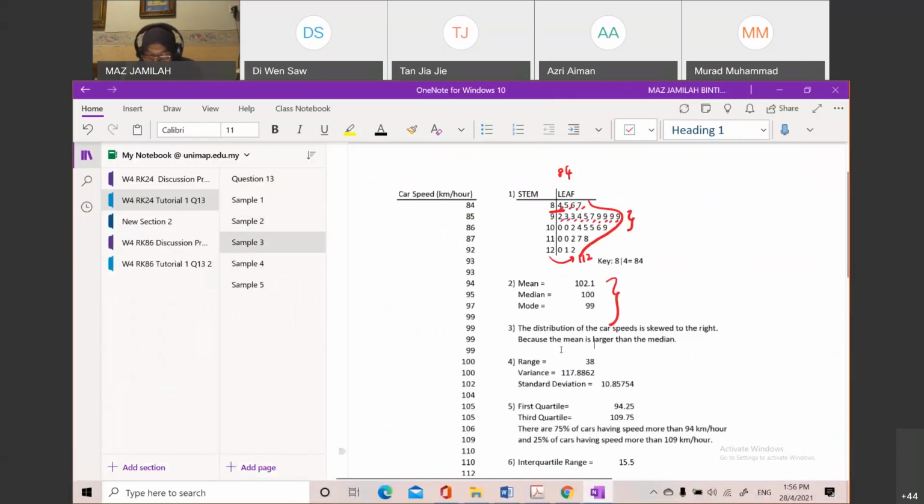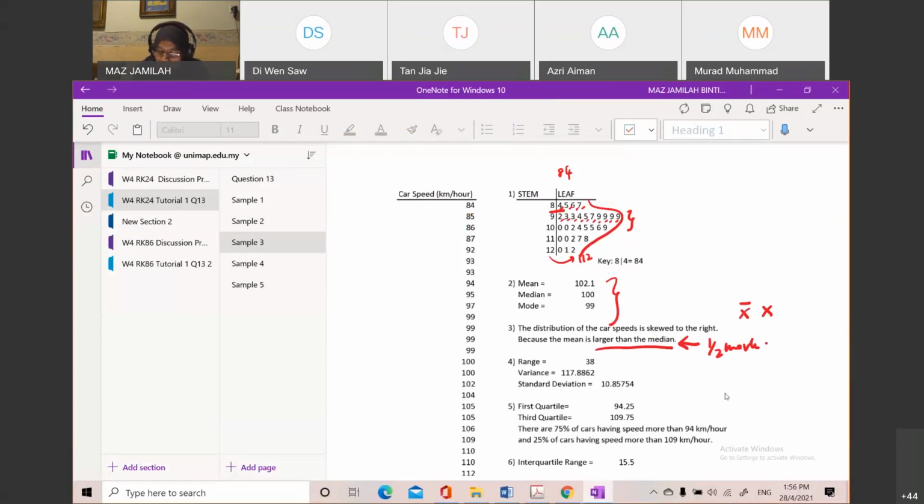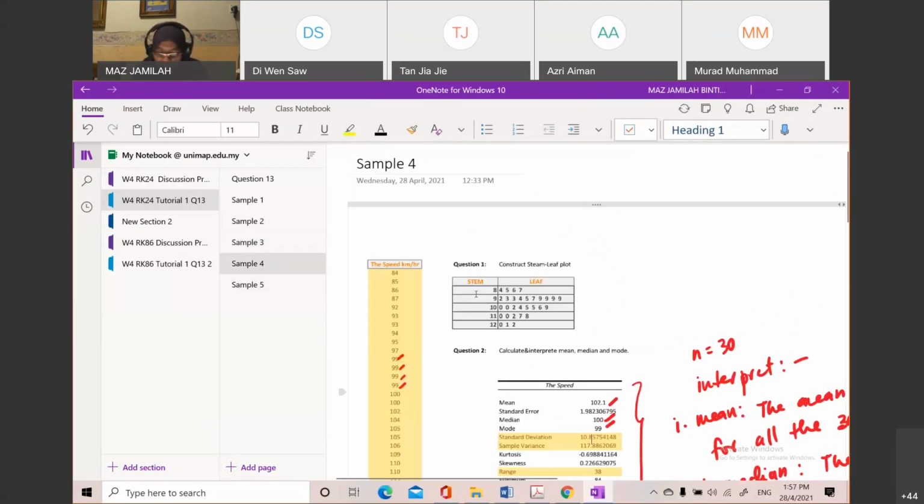The third sample says the distribution of the car speed is skewed to the right because the mean is larger than the median. If we have a stringent scheme, this might get half marks, because if you were to comment on this, you should involve the mean, the median, and the mode, all the measures of central tendency. What about sample number 4?